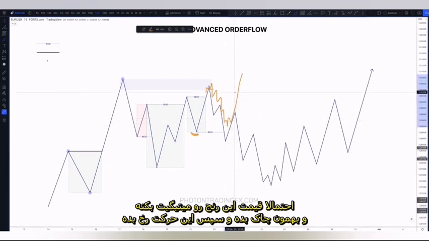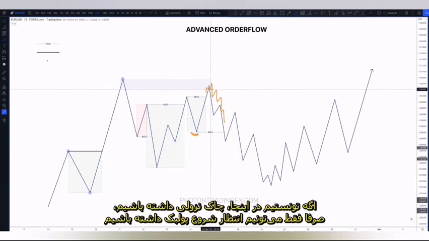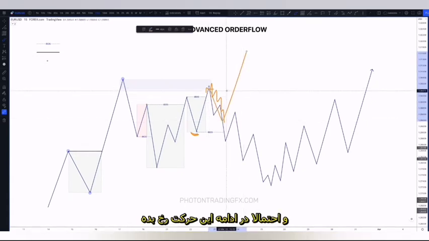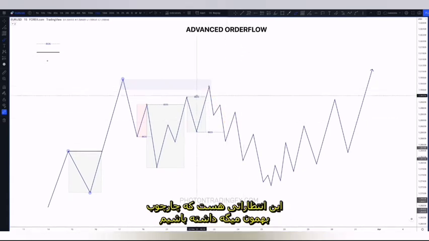a CHoCH, and then we would look for that, right? So if we were to get a bearish CHoCH up here, we could only really assume that that's the pullback that's about to start, and we would imagine that that's likely to happen, right? That would be the expectation and the framework that we use.